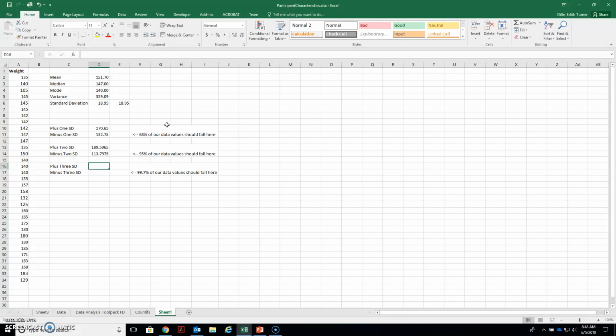And for 3 standard deviations, same process. We take the mean, we add 3 times the standard deviation, and again the mean minus 3 times the standard deviation.